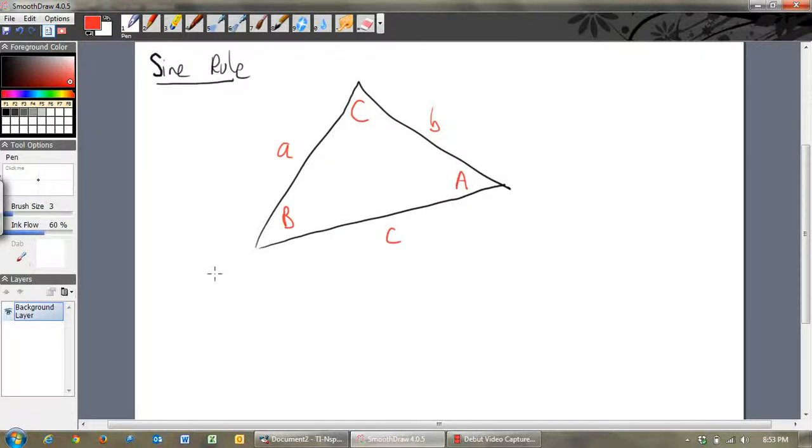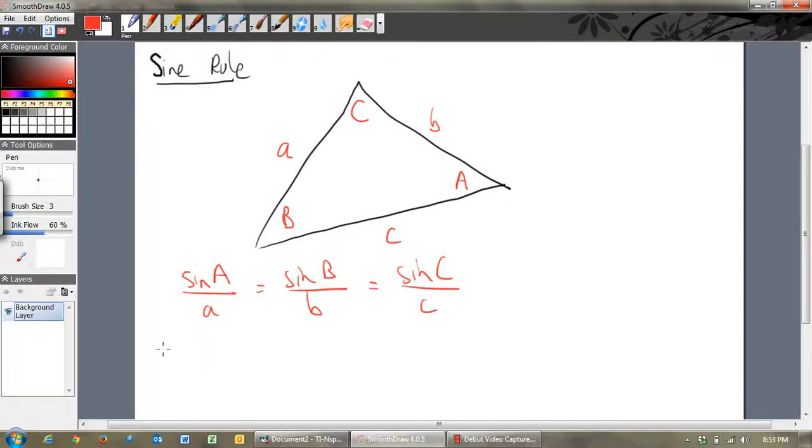So if you have that situation, then what you get is this: sine A over little a is equal to sine B over little b, and it's also equal to sine big C over little c. All of those are equal to each other, and so in any triangle you can use this fact. You can use that these two are equal, or these two. You can use this however you want to use it.